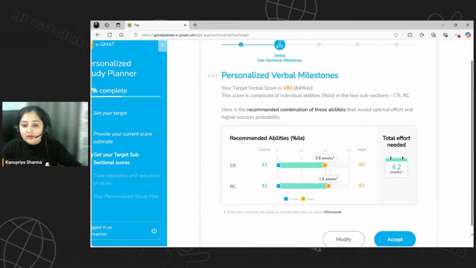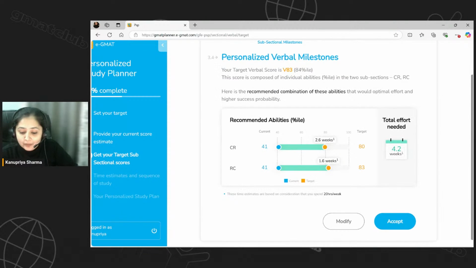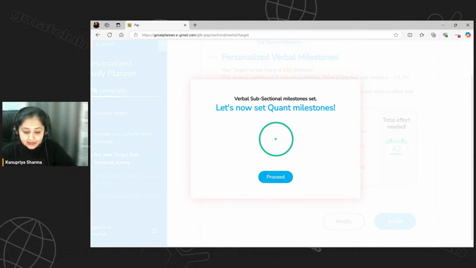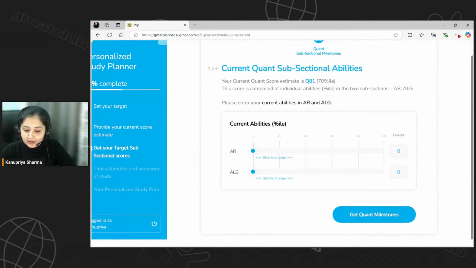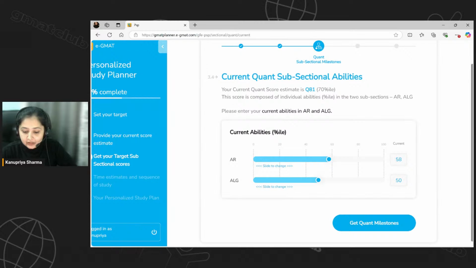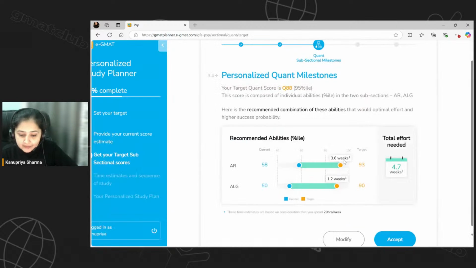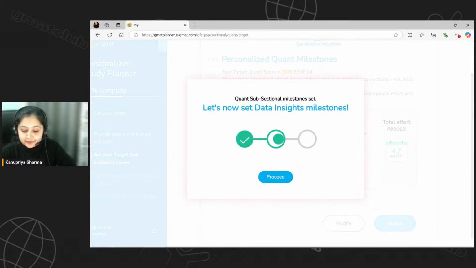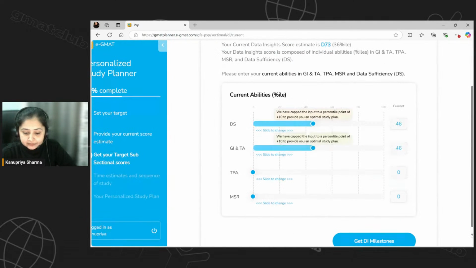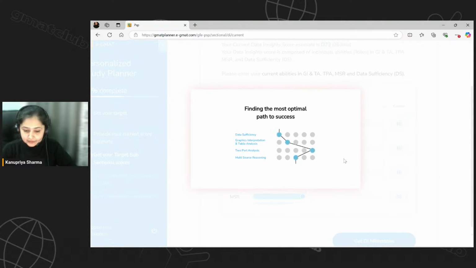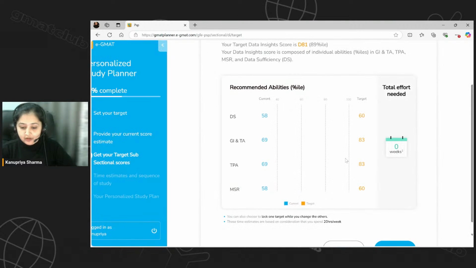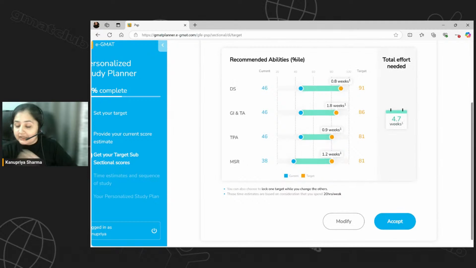So you can see how the problem is being broken down into the basic steps, right? Now, this is the effort required in verbal. Let's come to quant. Again, the same thing, you will provide your current abilities in both the subsections and you will get your target abilities. This is what you should be targeting. And then let's come to DI. All right, so roughly you understand what kind of effort will be required in each of the subsections.